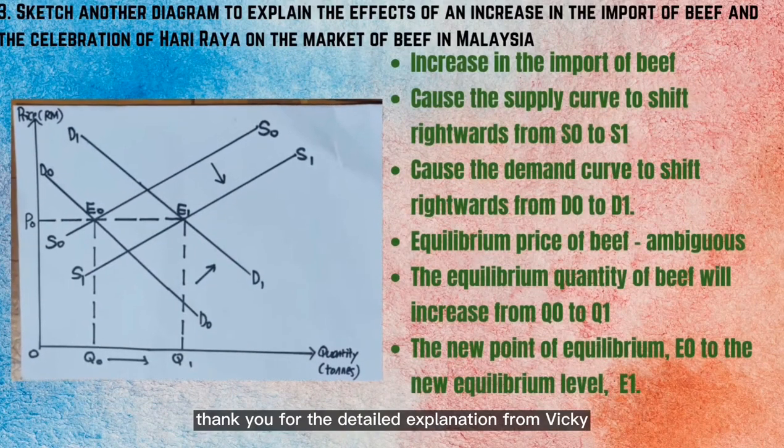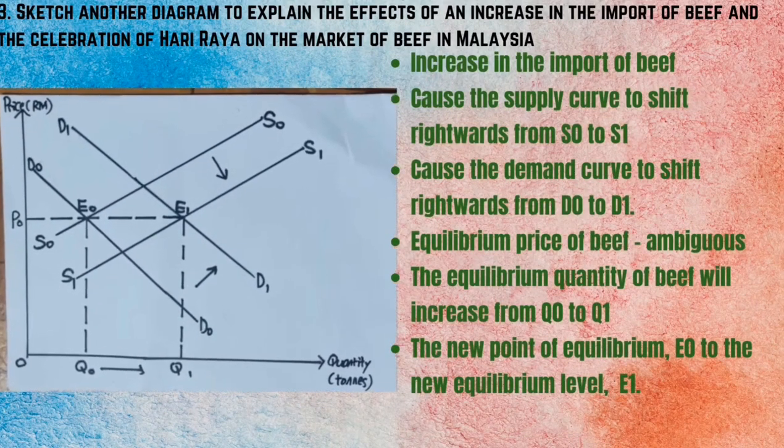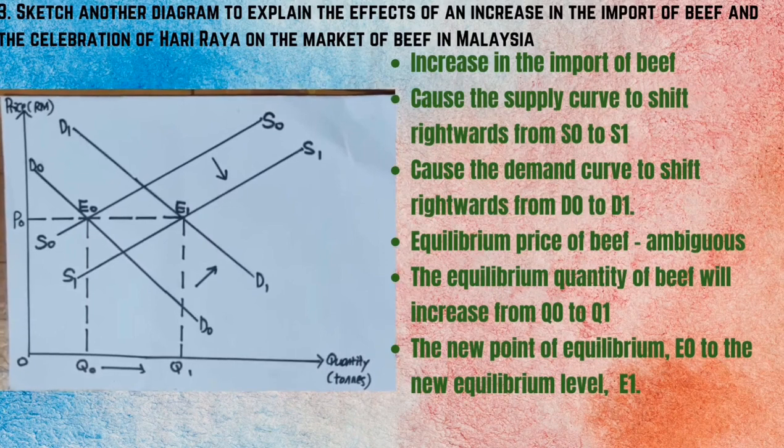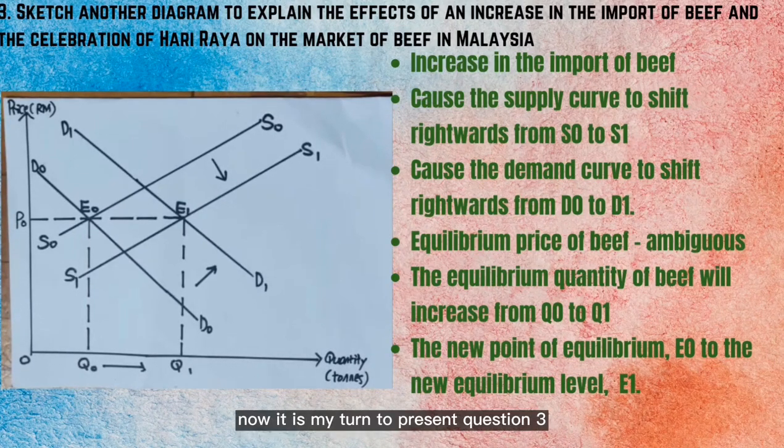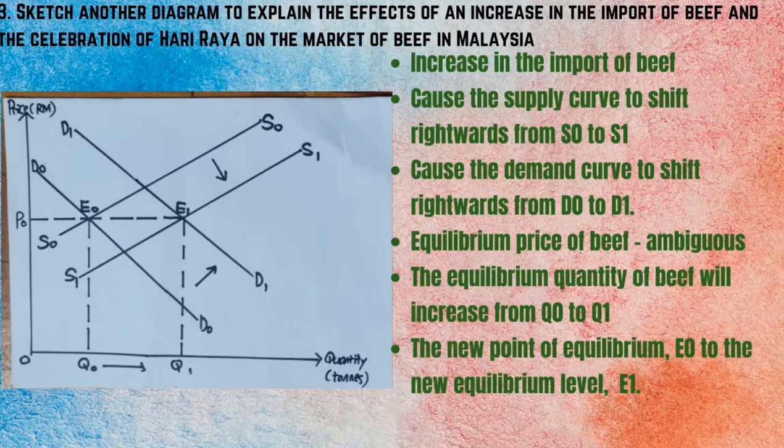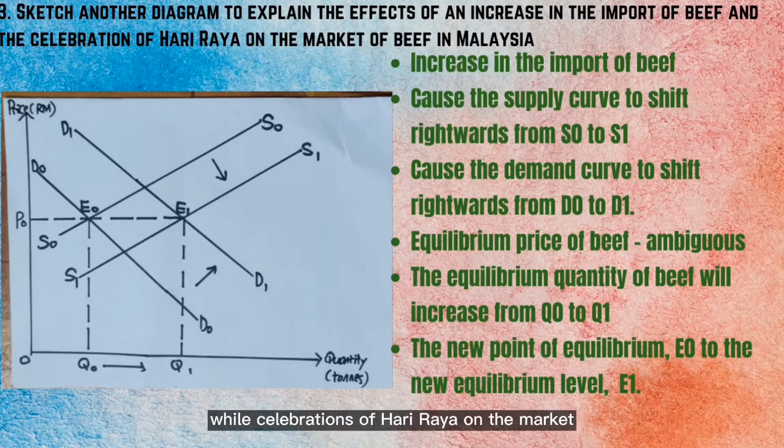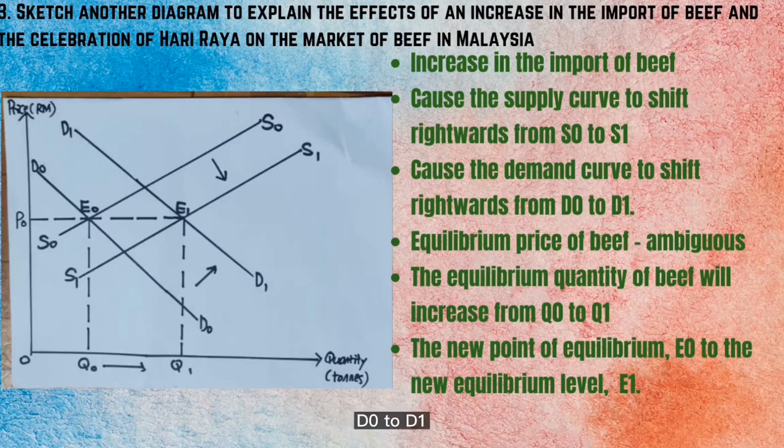Thank you for the detailed explanation from Vicky. Now it is my turn to present question 3. Based on diagram 3, the increase in the import of beef will cause the supply curve to shift rightwards from S0 to S1. While celebrations of Hari Raya on the market of beef in Malaysia will cause the demand curve to shift rightwards from D0 to D1.